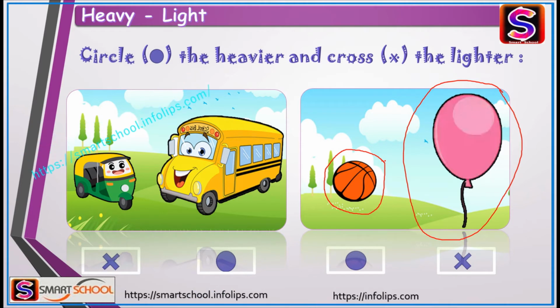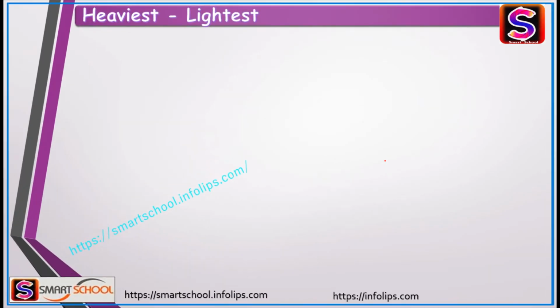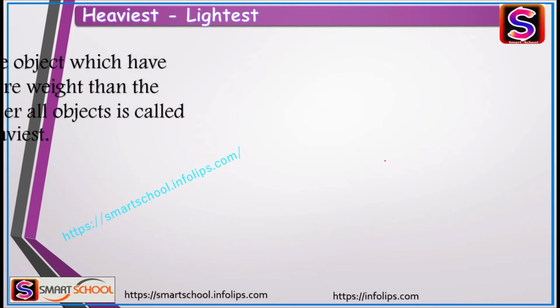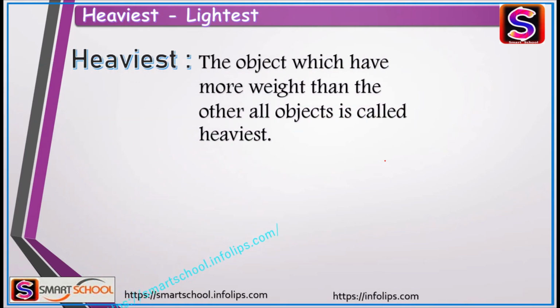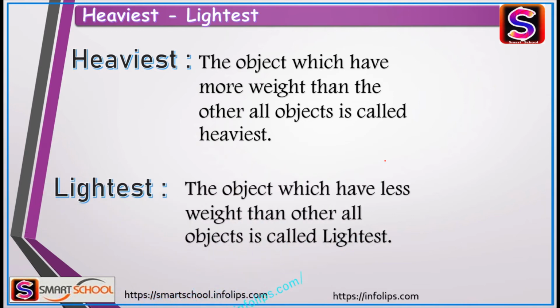Okay, now we will see the heaviest and lightest. First, what is heaviest? The object which has more weight than all other objects. Whenever we compare more than two objects, if any object has more weight, then we can say that is heaviest. And the object which has less weight than all other objects is called lightest.